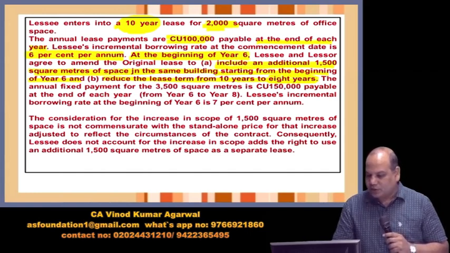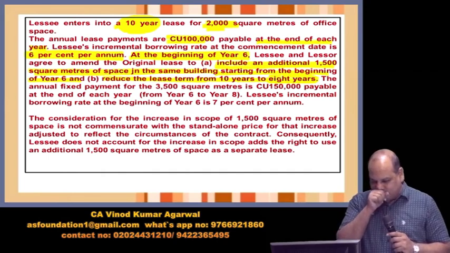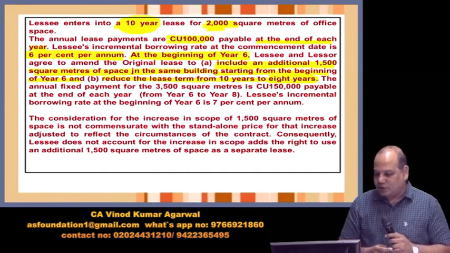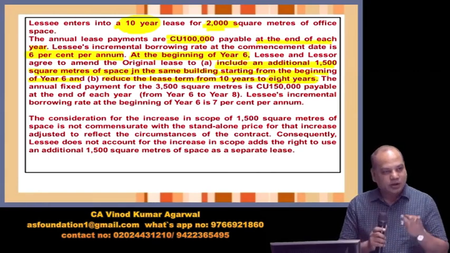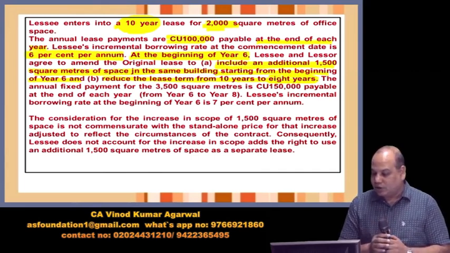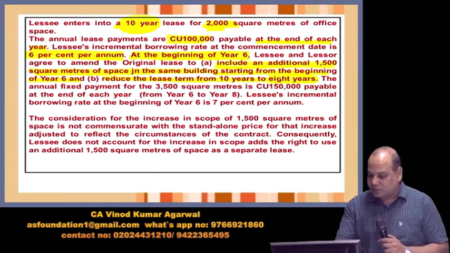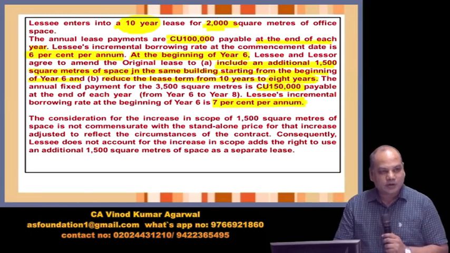The annual fixed payment for 3500 square meter is 1,50,000, payable at the end of each year. That means payable in the year 6, 7 and 8. 3 years are only remaining now. So lessee's incremental borrowing rate is also now 7% per annum. So my revised data is I have to pay 1,50,000 for 3 more years at 7% per annum.